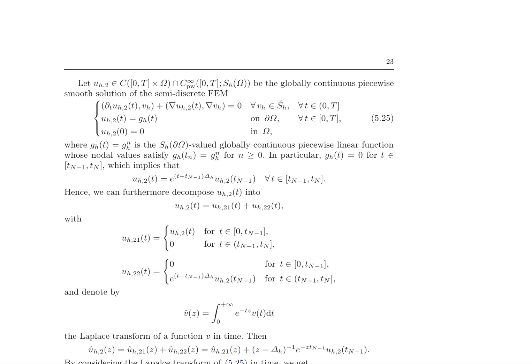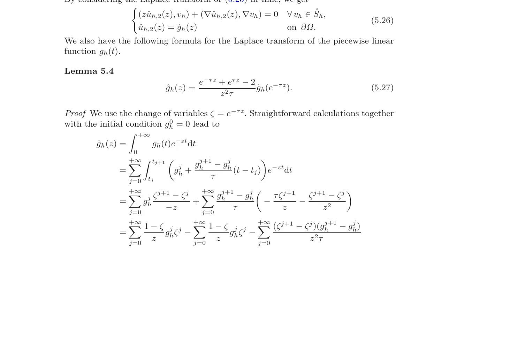The Laplace transform of the semi-discrete FEM is derived by applying the Laplace transform to the variational formulation, resulting in equation 5.26. The Laplace transform of the piecewise linear function g_h(t) is given by ĝ_h(z) = (e^{τz} + e^{τz}...)/(z²τ) g_h(e^{τz}), where g_h(e^{τz}) is a function of the nodal values g_j^h. This expression is obtained using the change of variables ζ = e^{τz}, and straightforward calculations, as proved in lemma 5.4.